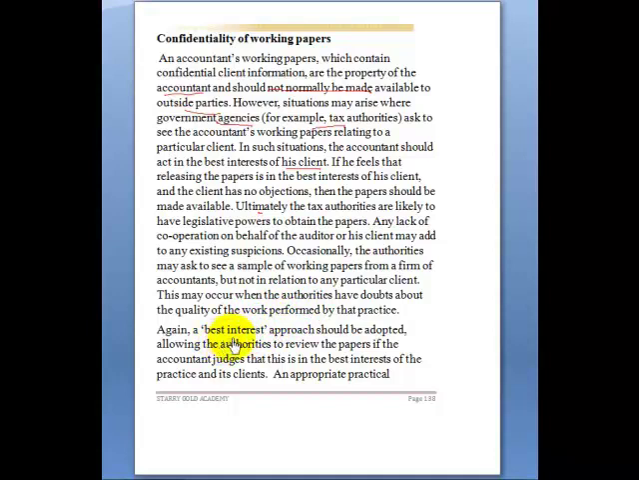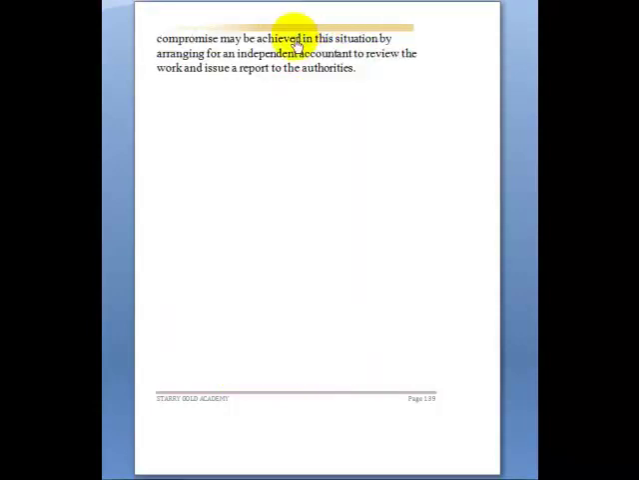Again, the best interest approach should be adopted, allowing the authority to review the papers if the accountant judges that this is in the best interest of the practice and his client. An appropriate practical compromise may be achieved in this situation by arranging for an independent accountant to review the work and issue a report to the authorities.